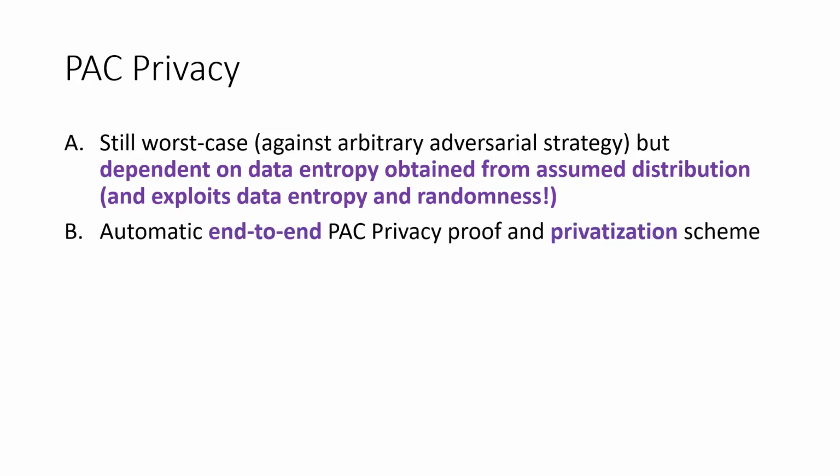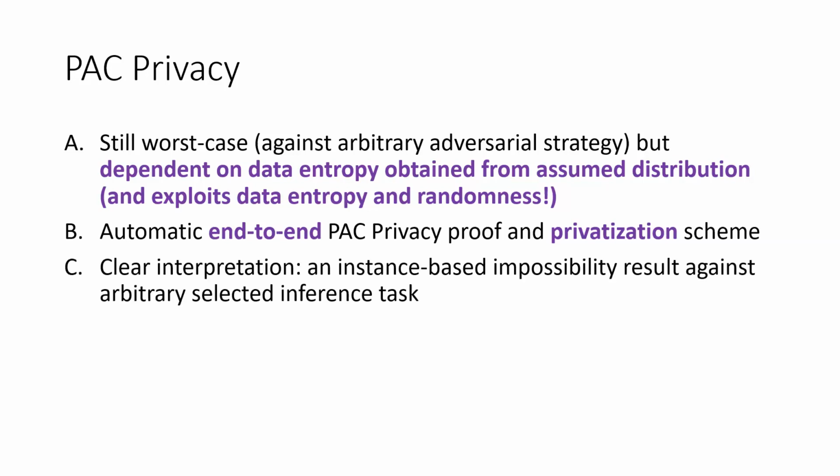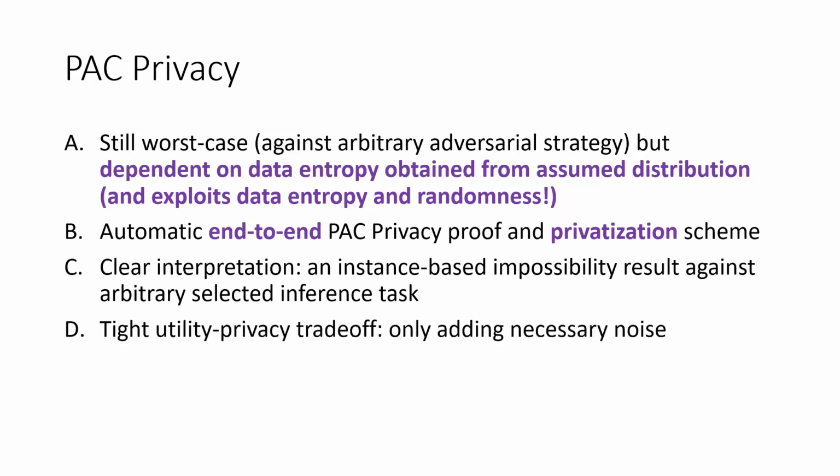Second, now we are able to build automatic privacy analysis. Third, as we propose PAC privacy to directly answer the inference hardness, it has a very clear interpretation. Fourth, and very important, PAC privacy can produce a very tight utility privacy trade-off. And it's not restricted by the curse of dimensionality, as we show when we release a large dimension output, the noise to signal ratio can be O(1) in many practical applications.